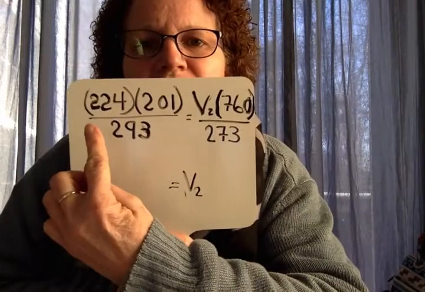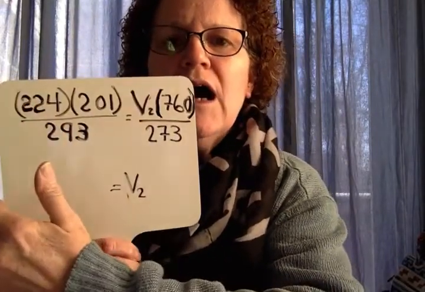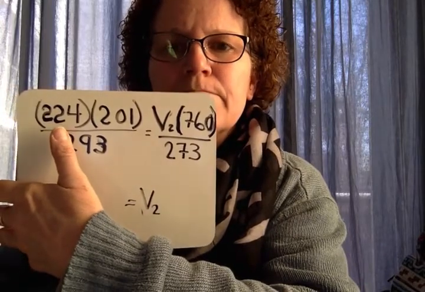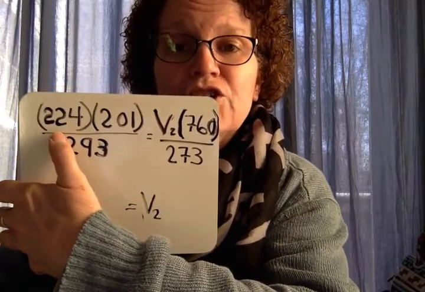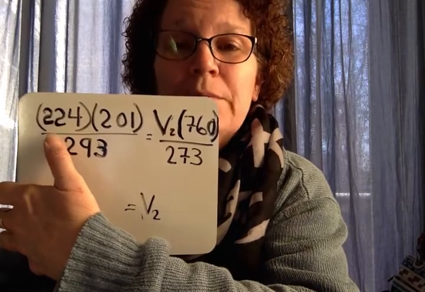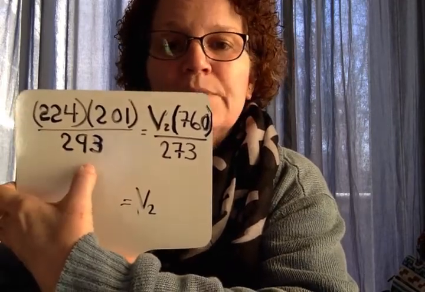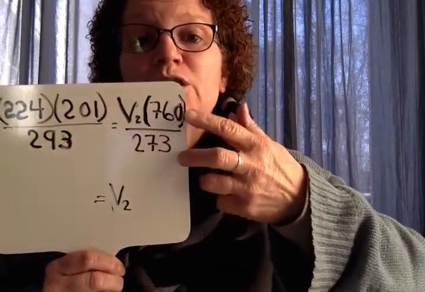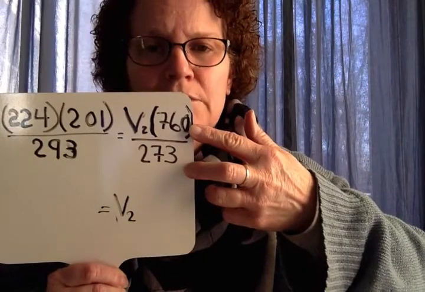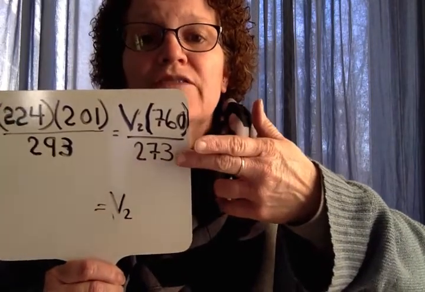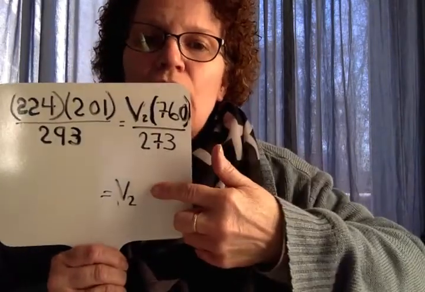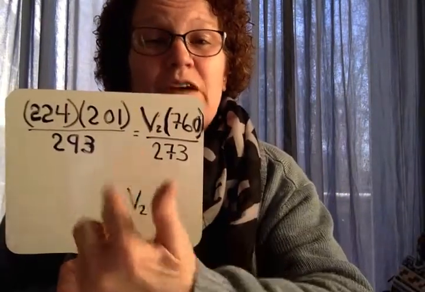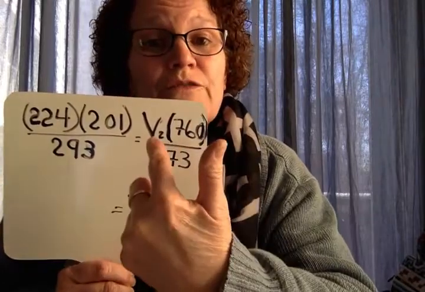So our first situation is that we have a volume of 201 and the pressure is 224 millimeters of mercury, and the temperature is 293 Kelvin. And we're going to standard conditions, which puts us at 760 millimeters of mercury and a temperature of 273. And then we're going to solve for V2. Now here we've got all these numbers. We've got 6 possible variables. We've got 5 pieces of information given. So it's easy for us to solve for that unknown.